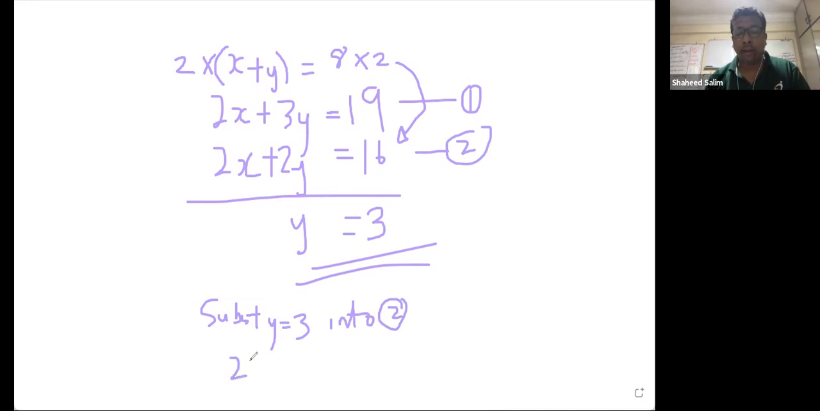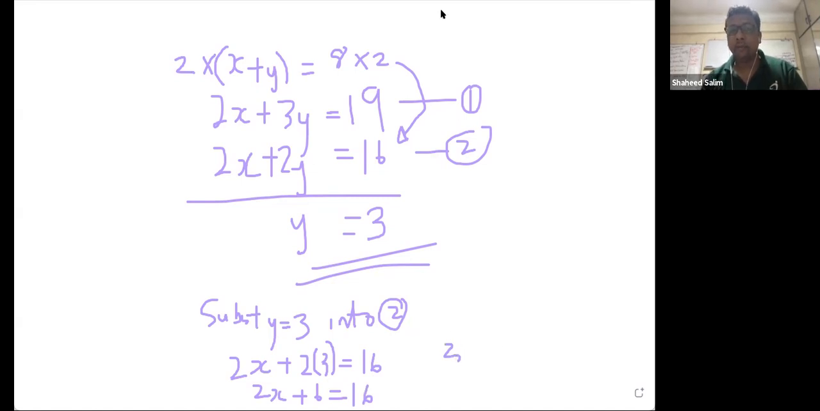So now we write 2x. I copy exactly: 2x plus 2y. I know y, so I substitute y. I put 2 bracket 3 down here, equals to 16. So now I get 2x plus 6 equals 16. I bring the 6 over. 2x equals 16 minus 6, which is 10. So x equals 5.